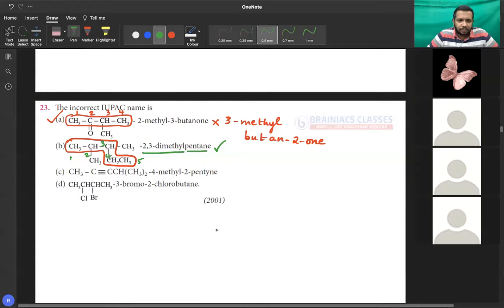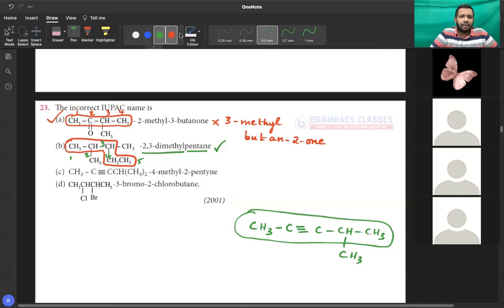Next option, you can expand and see CH3. Then you have C triple bond C, then you have CH that is connected to 2 CH3 units like this. What is the name of this one? Again, my parent chain is this one. Now I should number it. For numbering, I should give priority to multiple bonds. 1, 2, 3, 4, 5. So I can easily say 4-methylpent-2-yne, 4-methyl-2-pentyne or pentan-2-yne. Both are correct, so this is also correct.